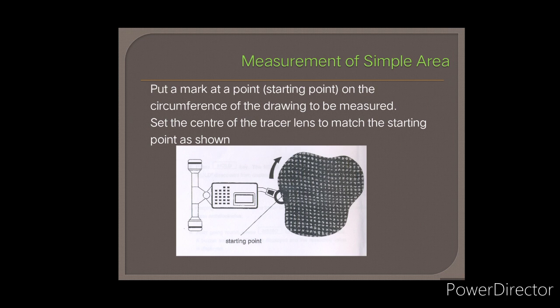So see, this is an area, irregular shape. You have to choose one point on the circumference. Circumference is nothing but the periphery of that area. You choose that particular point and you keep the tracing magnifier there at the starting point. And if you want to measure the area, run the tracing magnifier in a clockwise direction. The arrow is showing the clockwise direction.